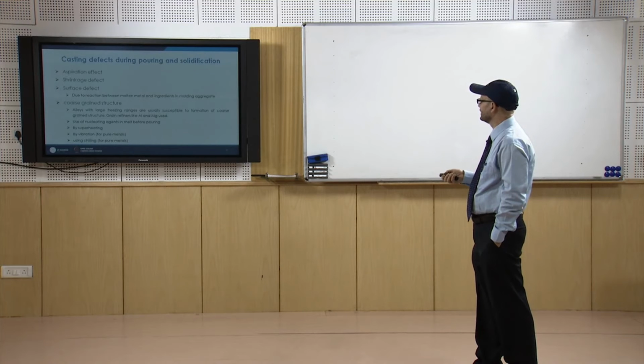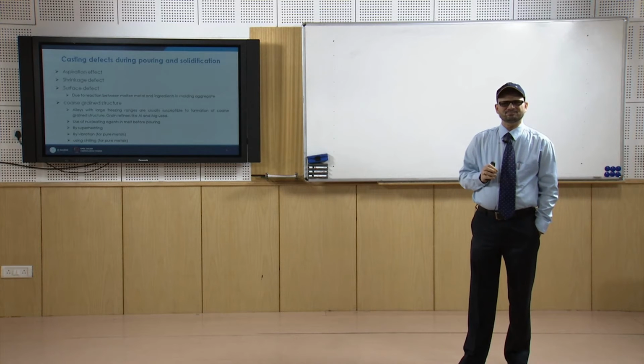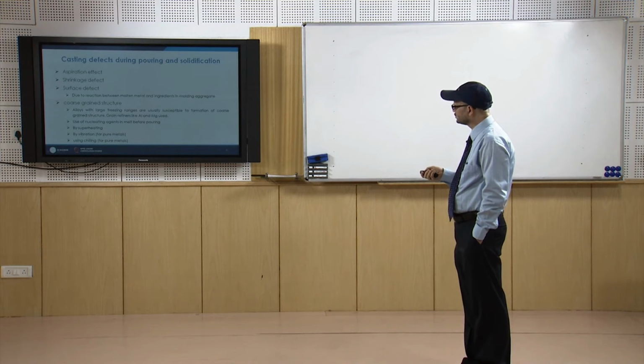By superheating, in a few cases it has been seen, in case of magnesium, if you superheat the material and then cool fast, then you get the fine grained structure. For pure metals, these two methods are also very much used, the use of vibration as well as the use of chilling, which gives you the fine grained structure. So, for pure metals these two methods are very much used.